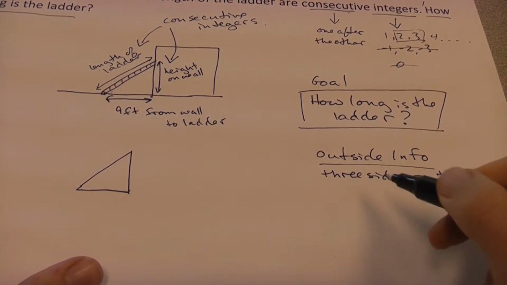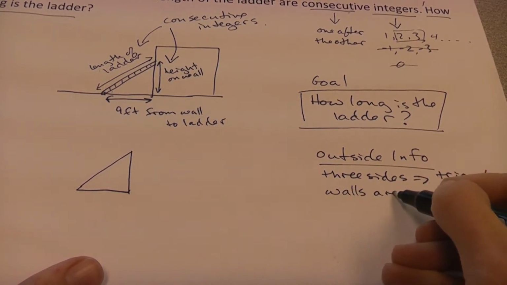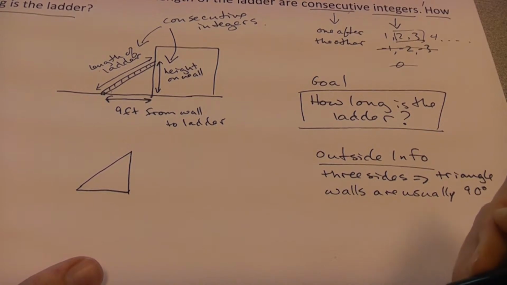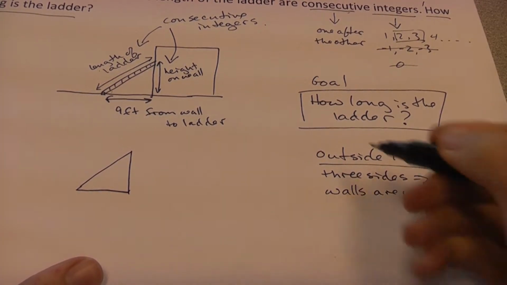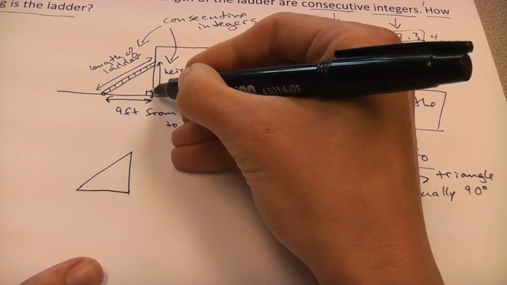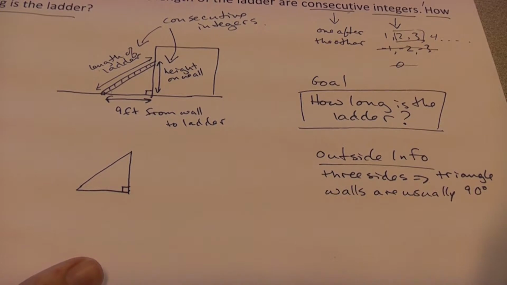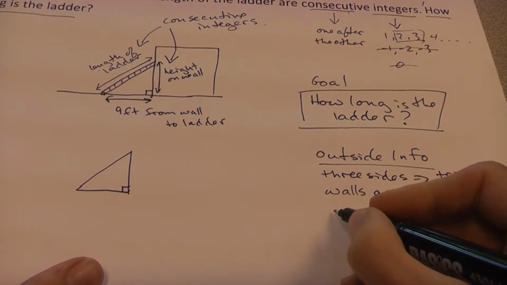Another piece of information that I can bring in is the fact that walls are usually 90 degrees from the floor. It doesn't say that in the question, but it's fair for us to assume that that's the case here. So I know that this is a 90-degree angle. So now what I've got is not only a triangle, but a right-angle triangle. So let's think about some things we know about triangles.